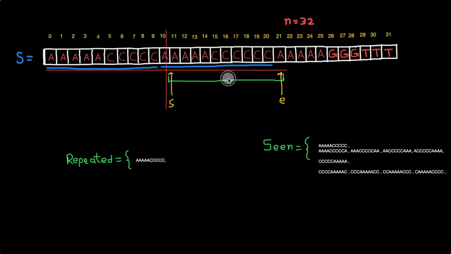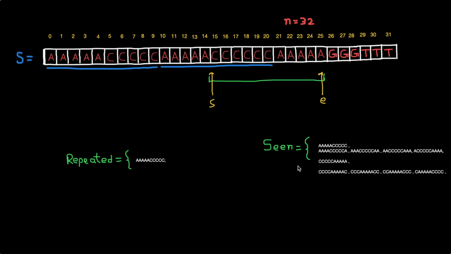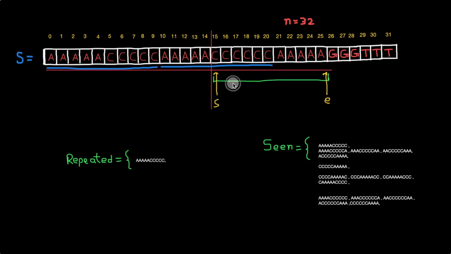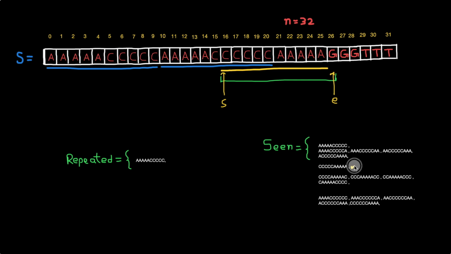Now we'll repeat this process till here, and we'll see that all the substrings that we find till here are not present in our seen hash set. So we'll add them here. Now moving forward in our next iteration, we see that this substring is present in our seen set here. This is already visited. So initially this was matching. We have found our first repeated substring. Now we have found our second repeated substring as well. We'll put this substring in our repeated set. So we've got our second repeated substring.